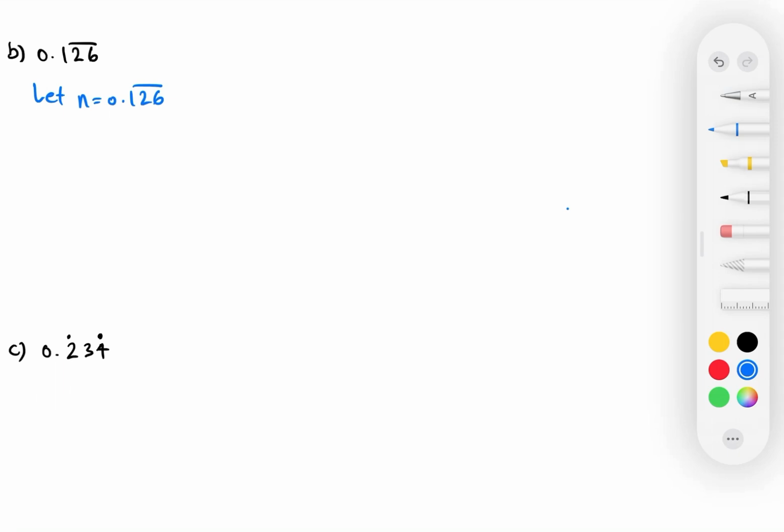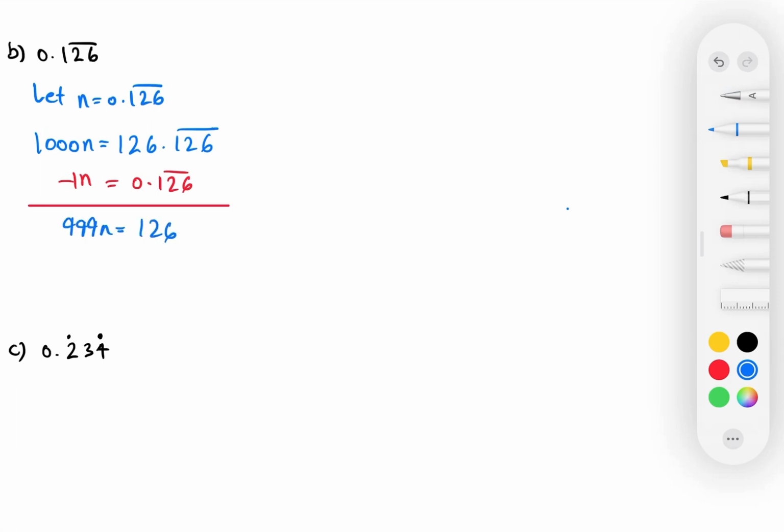So I should multiply n by 1000 to get 126.126 bar, right? Because that way I can get the whole repeated part to come out. Now, in order to get rid of the repeating part again, I'm just going to subtract n. So it's going to be 0.126 bar. n is essentially 1n again. I'm going to get 999n is equal to 126.